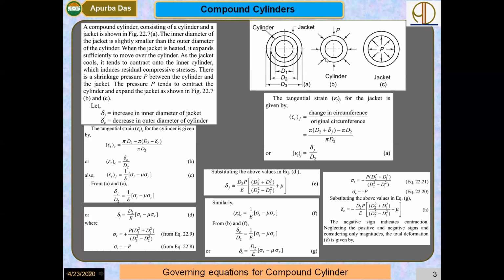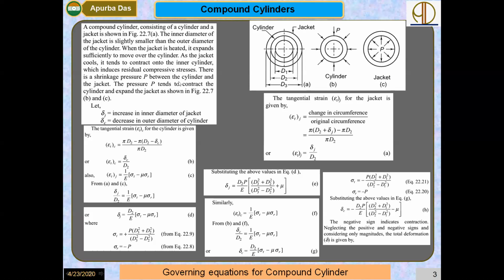So whenever there is an equilibrium condition, the jacket is giving the compressive force to the cylinder, as well as the cylinder gives the tensile force to the jacket. So the inner cylinder is in compressed condition and the jacket is in expansion condition. This force acts outward for the jacket and inward for the cylinder.